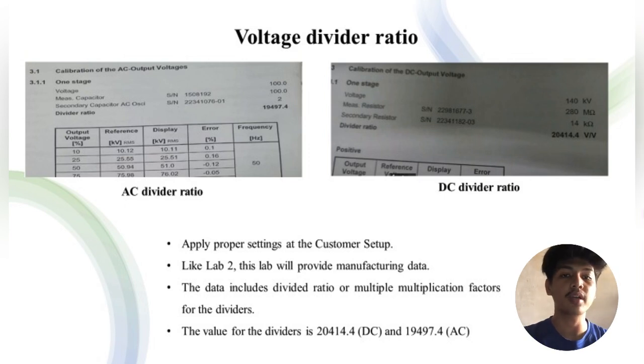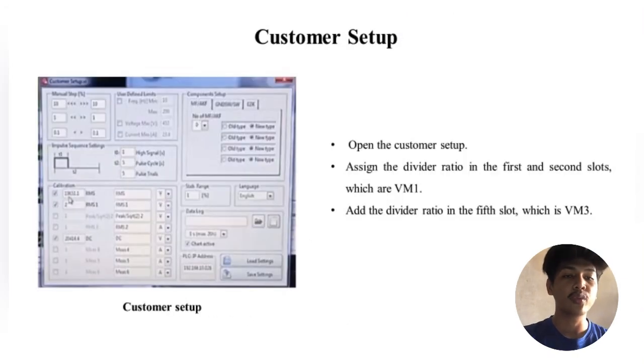This lab also provides manufacturing data for the divider ratio, or multiplication factor for the divider, which is 20,414.4 for the DC and 90,497.4 for the AC. Now we need to open the custom setup to put in the divider ratio. The first and second slot are the same as the previous lab, which is VM1, while we need to add the divider ratio for the DC at the fifth slot, which is VM3.